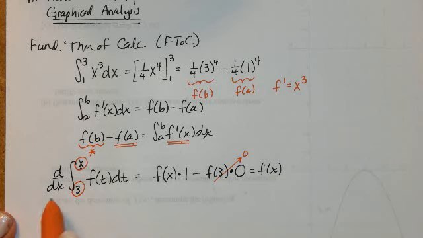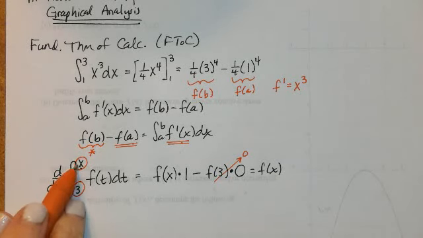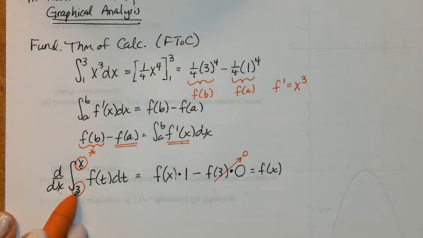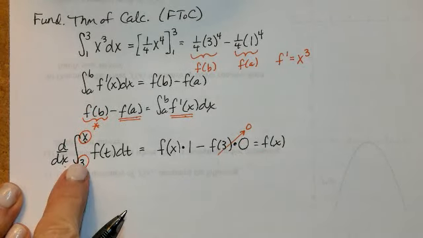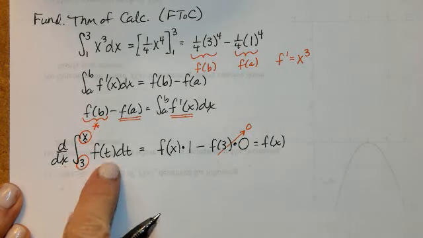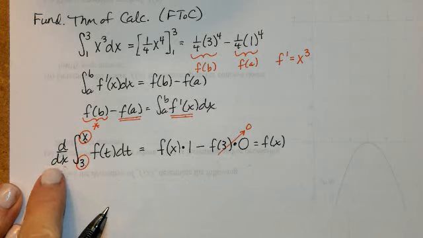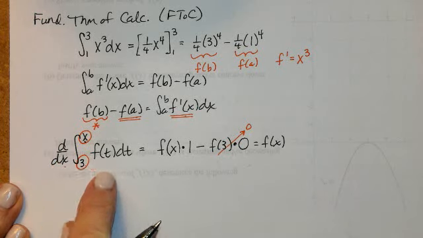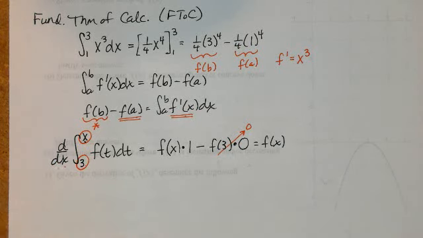So if you take the derivative of an integral with the top boundary x and the bottom boundary any constant, then you just get back your function. Remember, an integral is an antiderivative, so it's a derivative of an antiderivative. It kind of makes sense that they would cancel each other out.